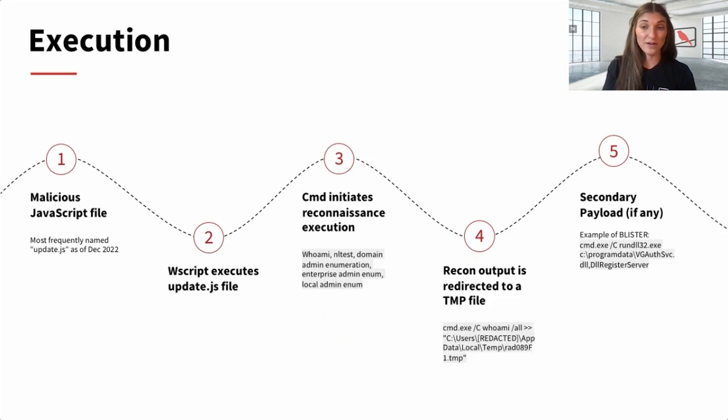Once the malicious JavaScript file is downloaded and then the user double clicks it, WScript executes that JS file, and then a command prompt starts reconnaissance. So again, you're going to see whoami, enumeration of domains, enterprise, local admin, etc. And then after the reconnaissance activities, SocGholish redirects that output of the executed commands to .tmp files so they can exfiltrate that. In the execution chain, we've also seen a secondary payload, and we're going to talk a little bit about that in the next slide.